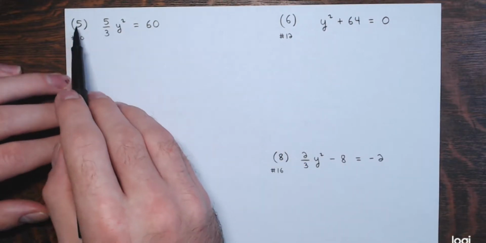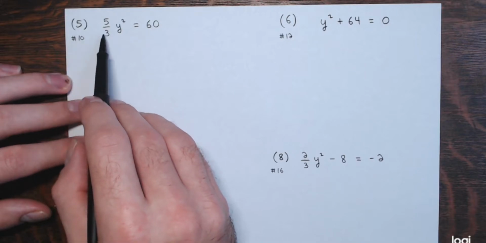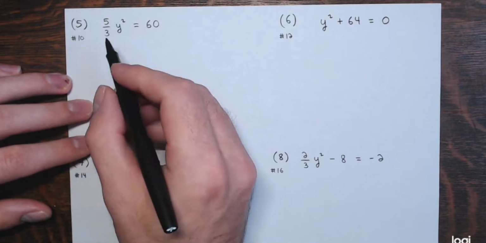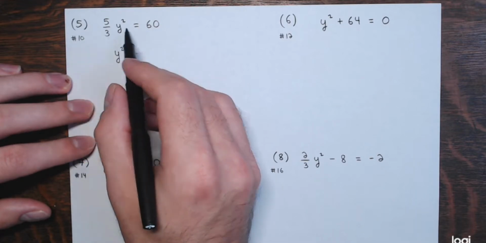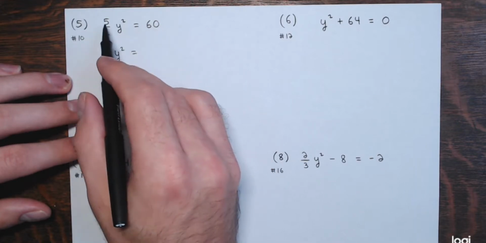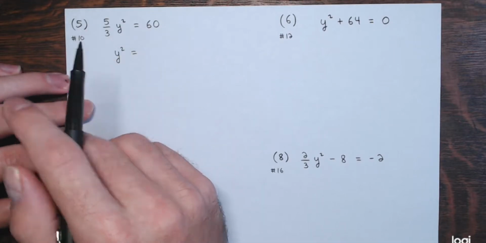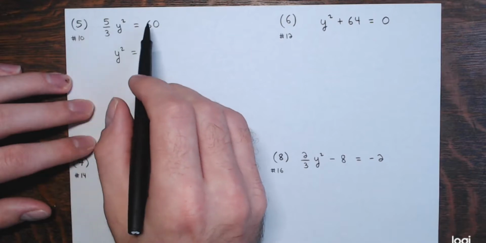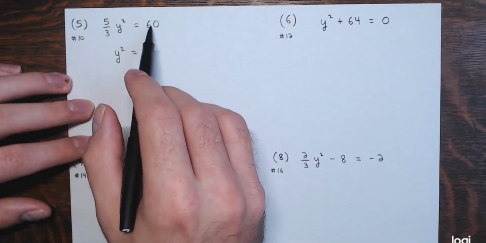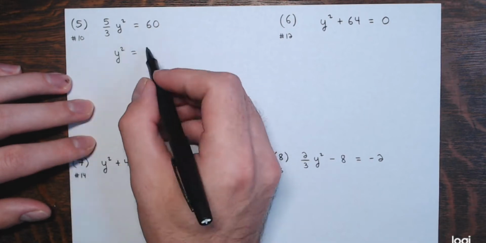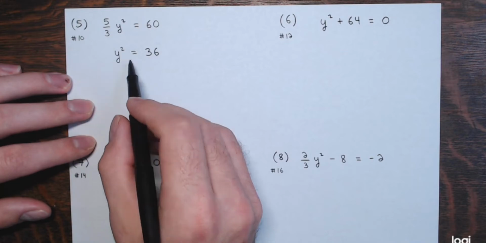So example 5, exercise 10 from the text. Get the y squared alone first. I would multiply by 3 to get 180, then divide by 5 to get 36. Or just multiply both sides by 3/5, to get rid of the 5/3. And 60 times 3/5 would be 36. And then I apply this.